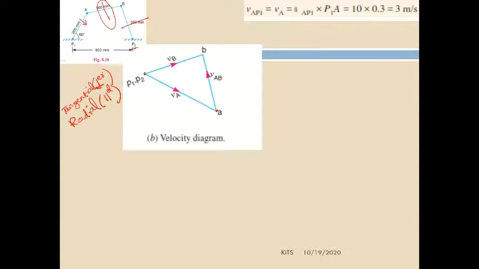So for every link you will have two components. If it is a perpendicular line, it is the tangential acceleration component. Parallel means the radial acceleration component. For the tangential acceleration component, the symbol is AT. For radial, the symbol is AR. I hope you understand.